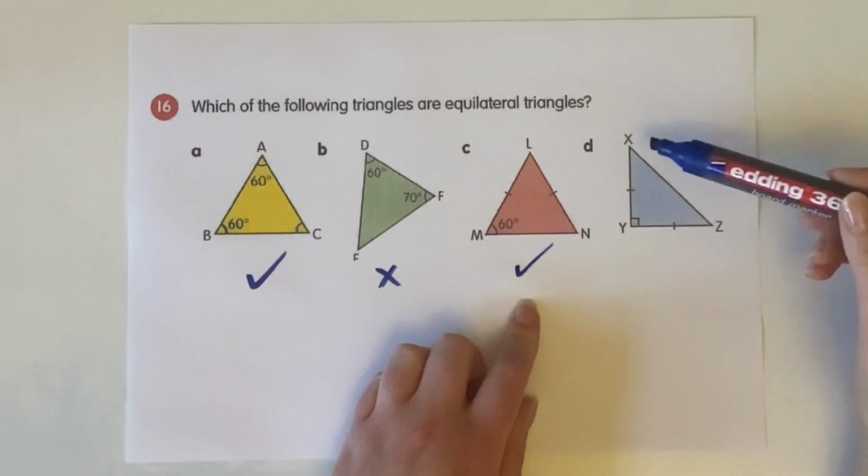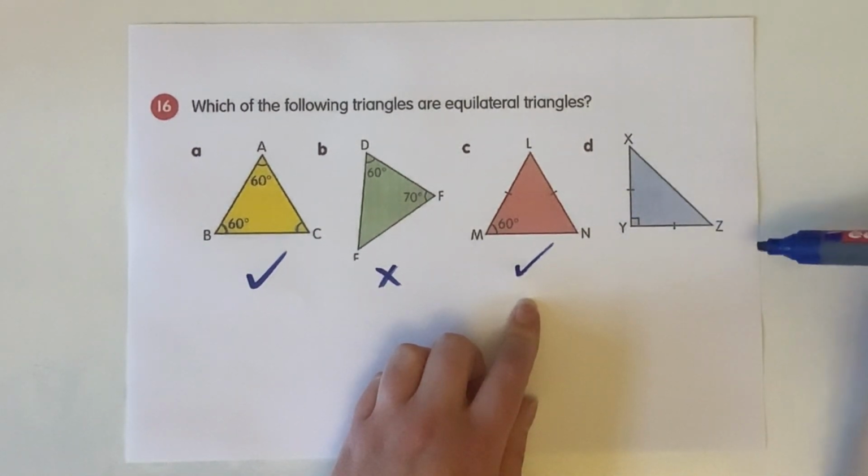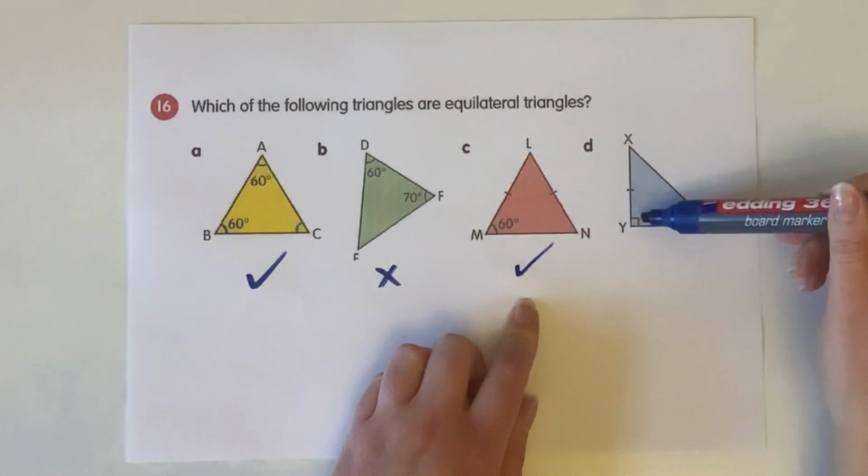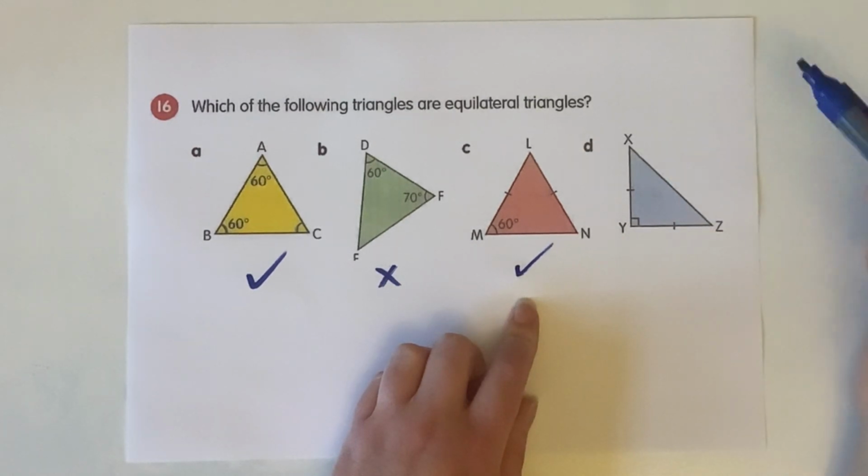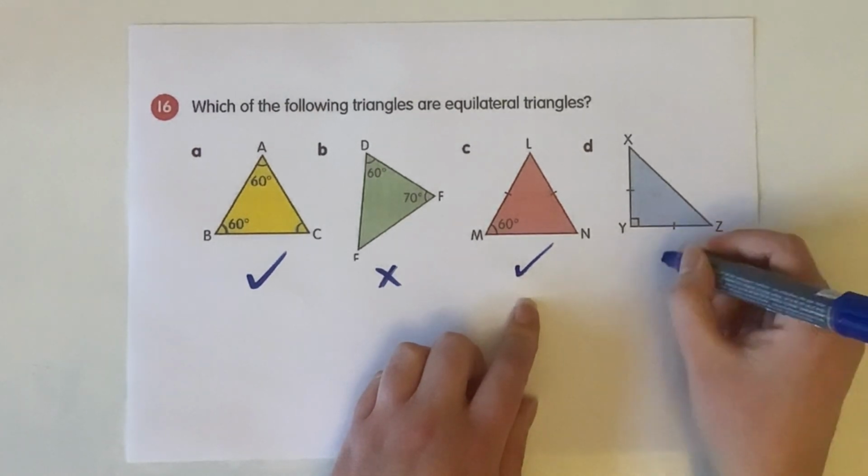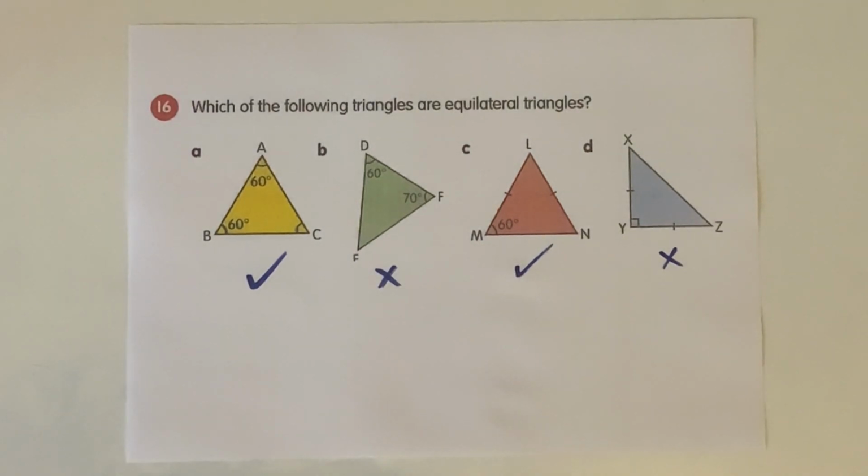And then D, our triangle XYZ, if this is 90 degrees, okay, that's more than 60 degrees. So that one is not an equilateral triangle. So well done if you got that.